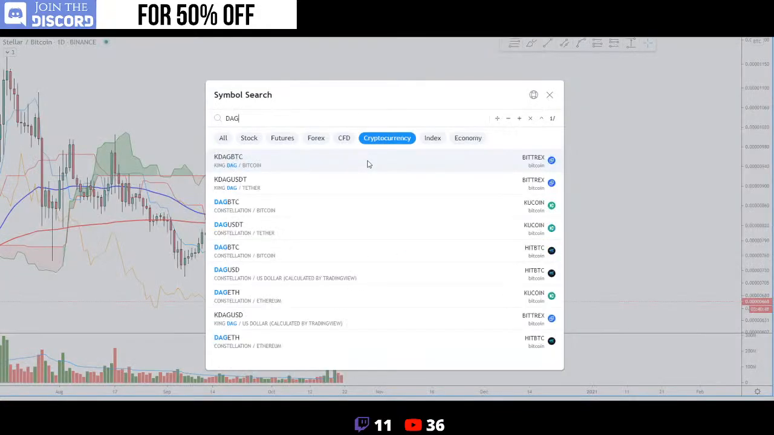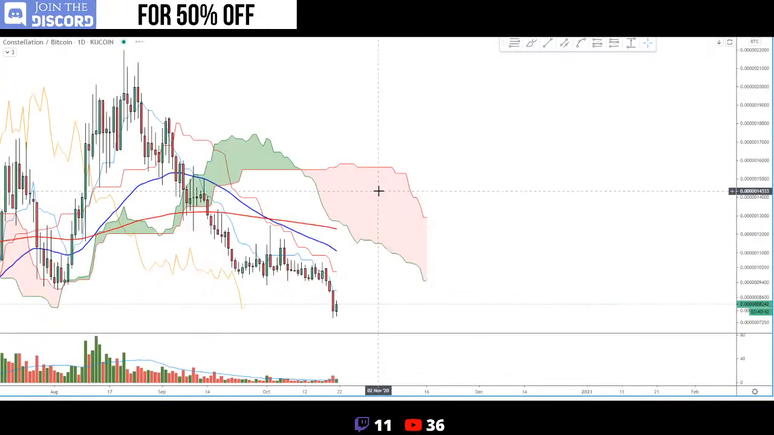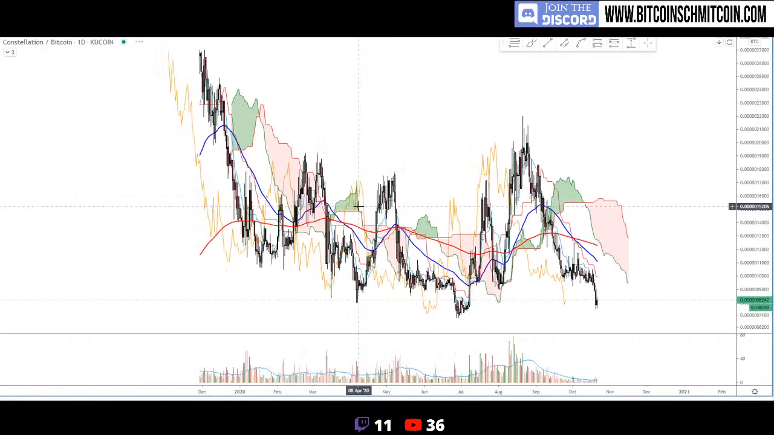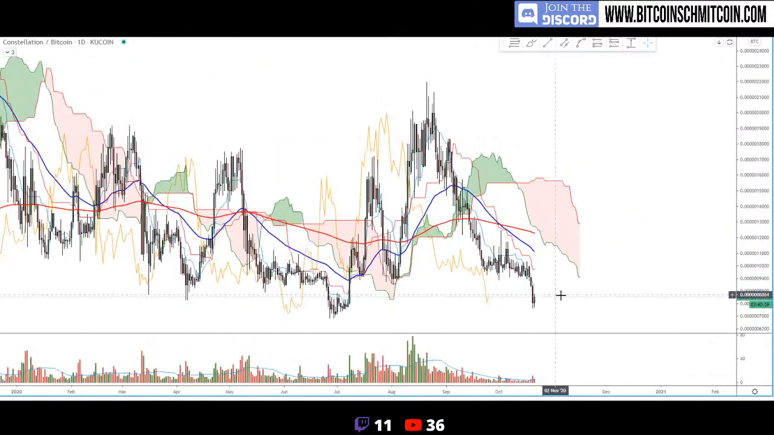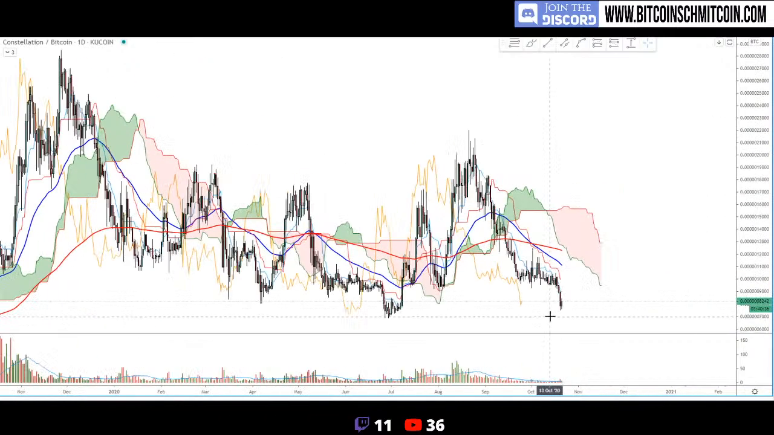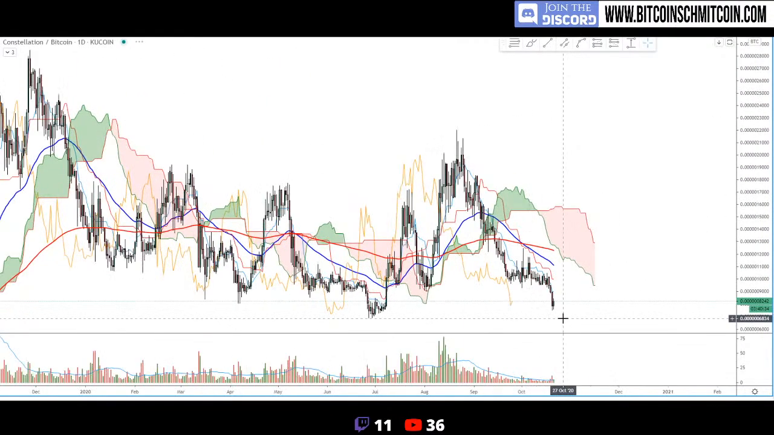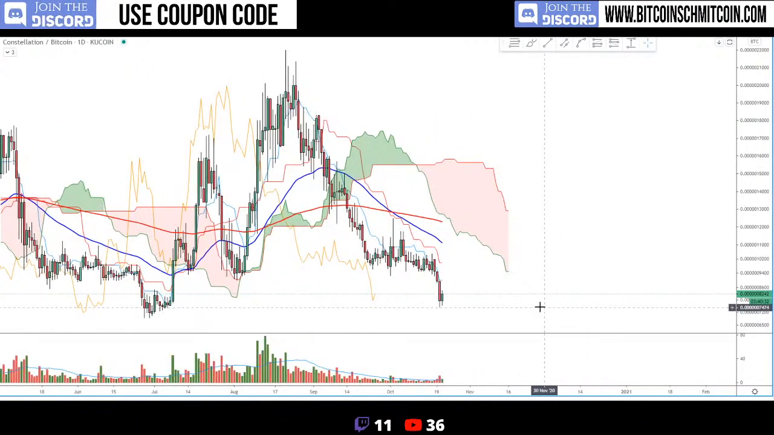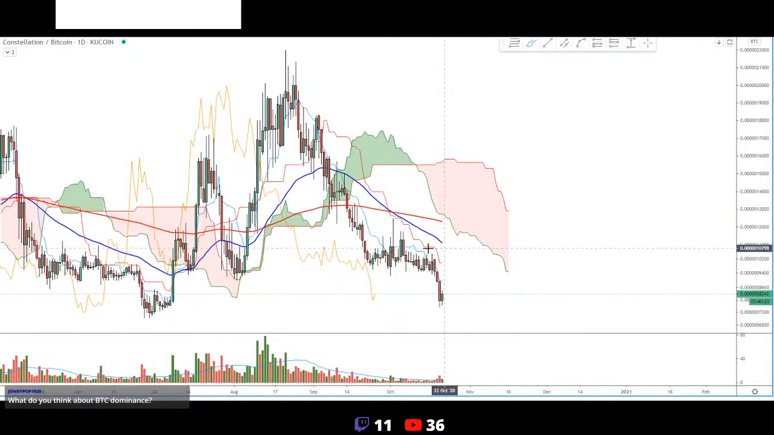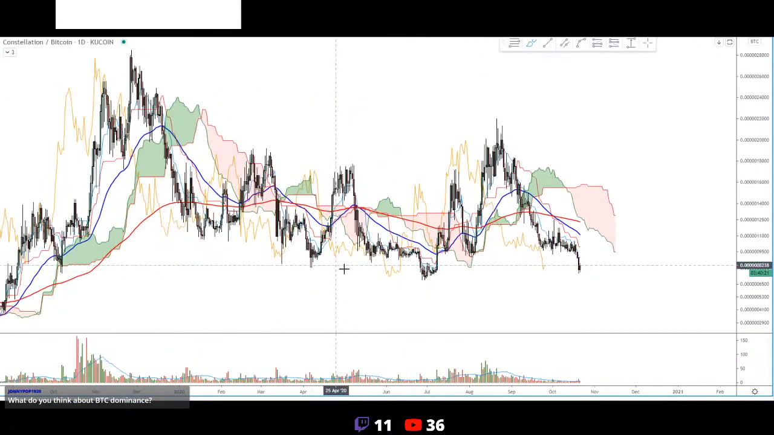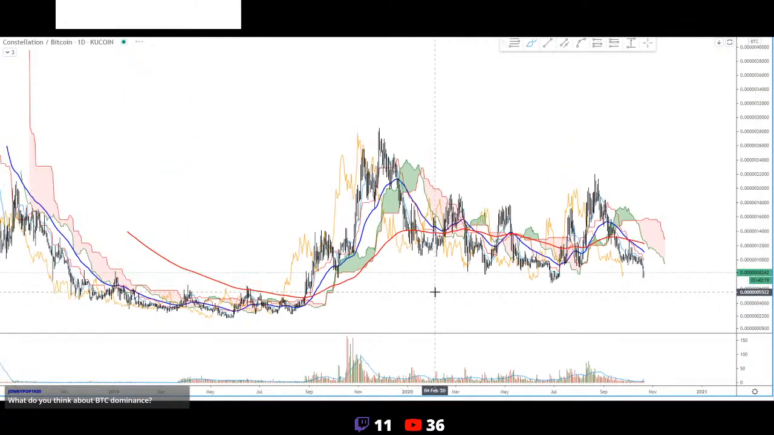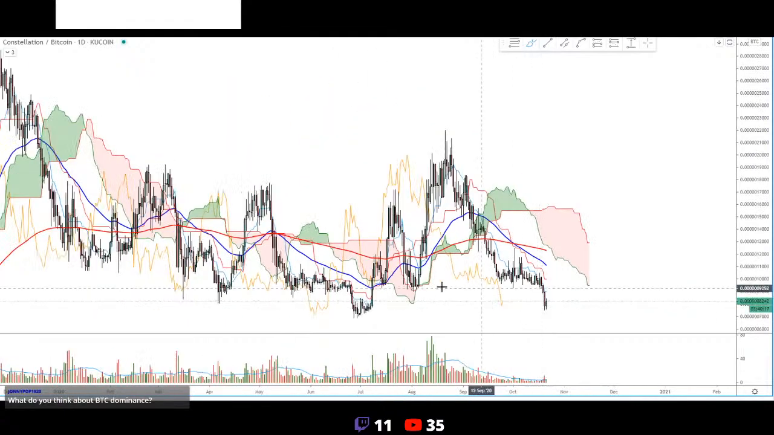DAG on KuCoin. God damn, you guys are picking some shit coins. This looks terrible. Looks really bad. This is about as strong of a downtrend as you could ask for. Got a bearish, I'm sorry, a death cross on the 50 and the 200. This just doesn't look good at all.